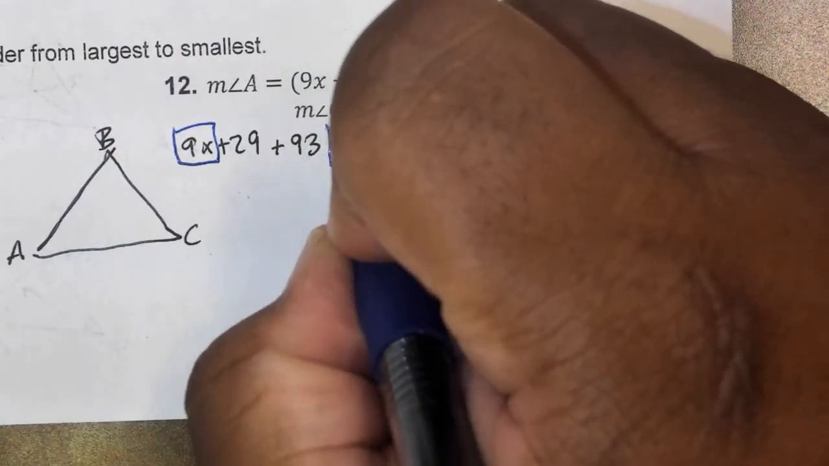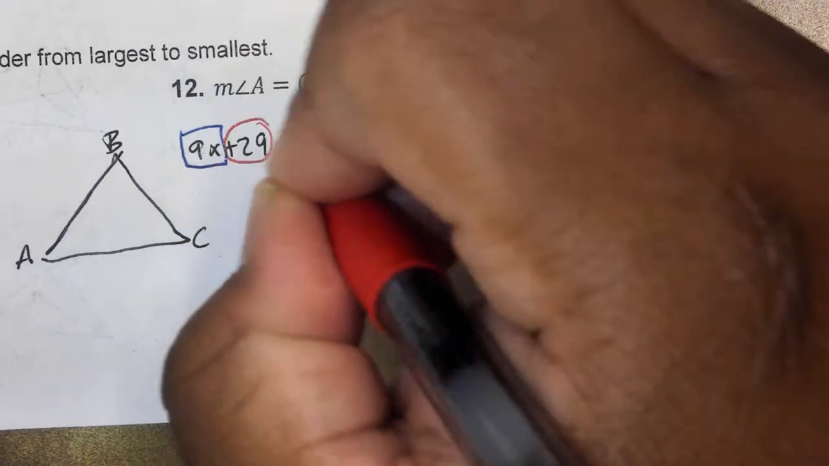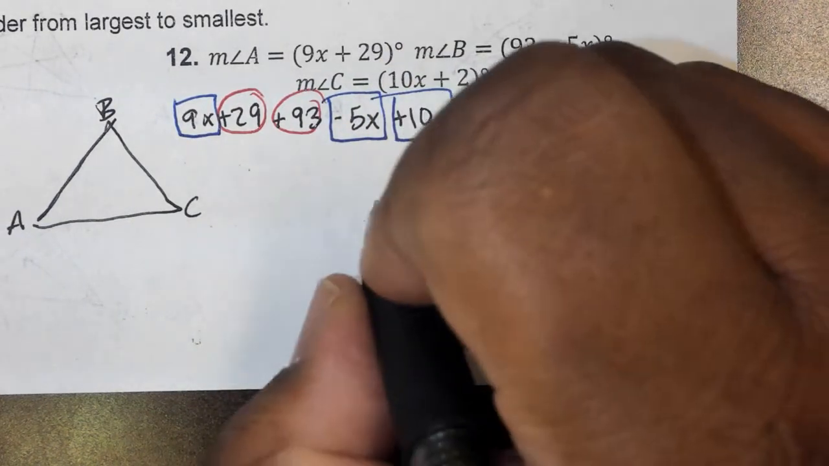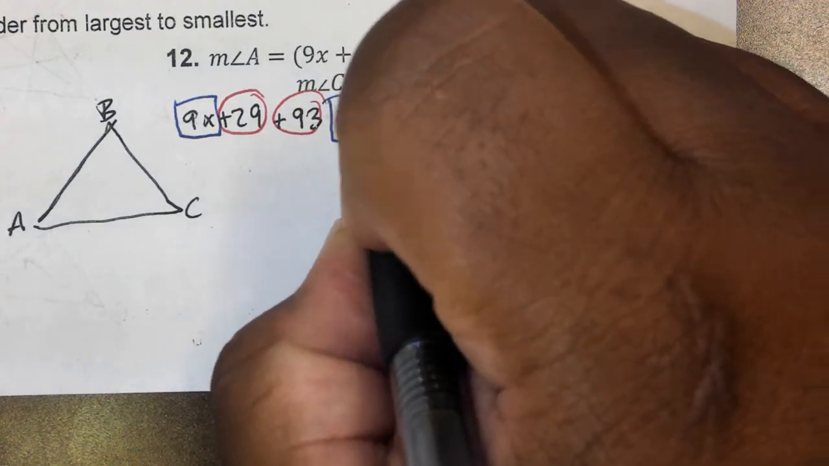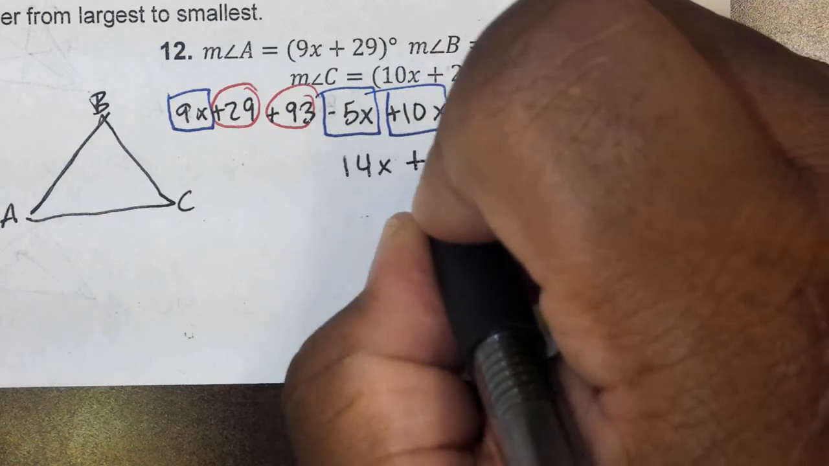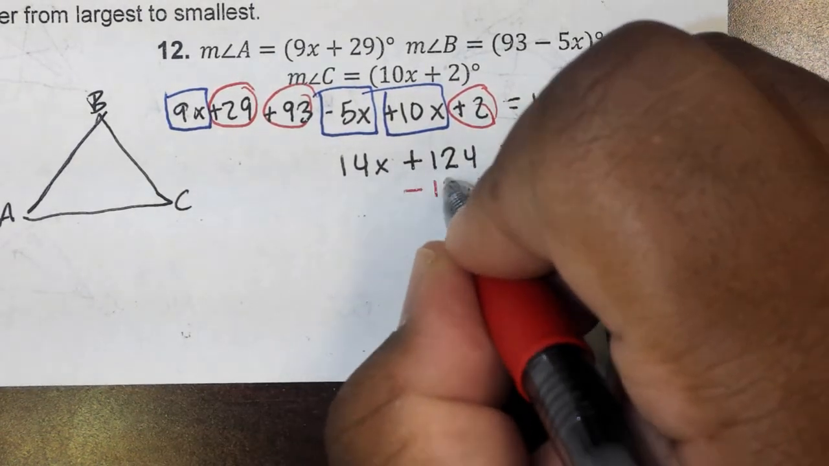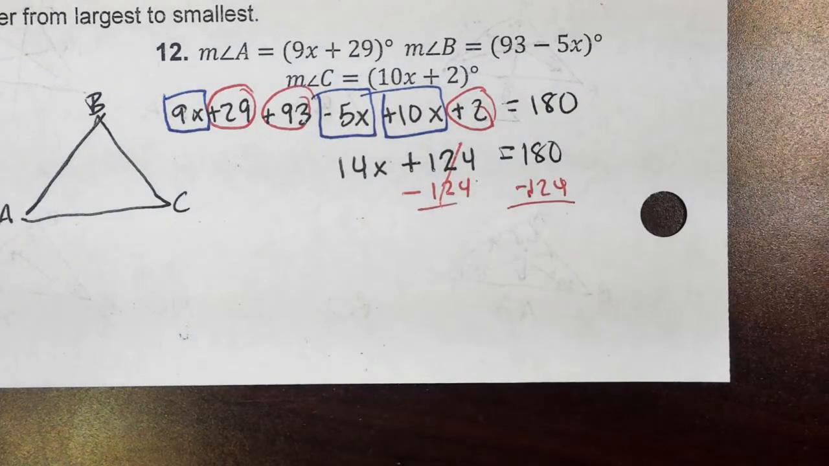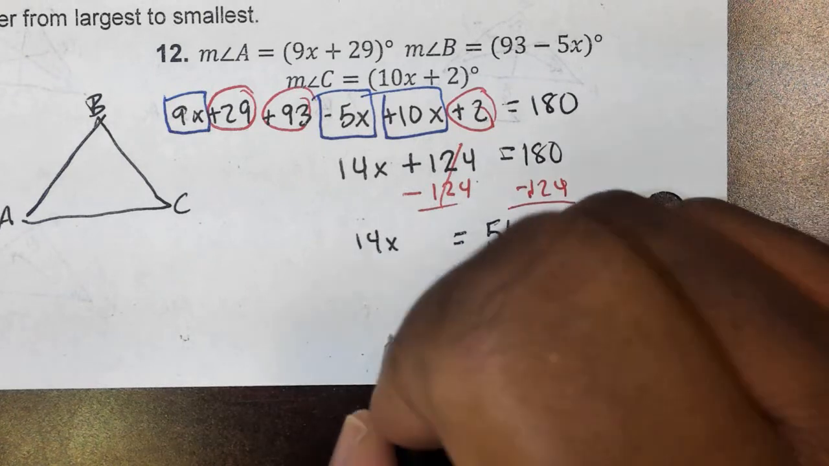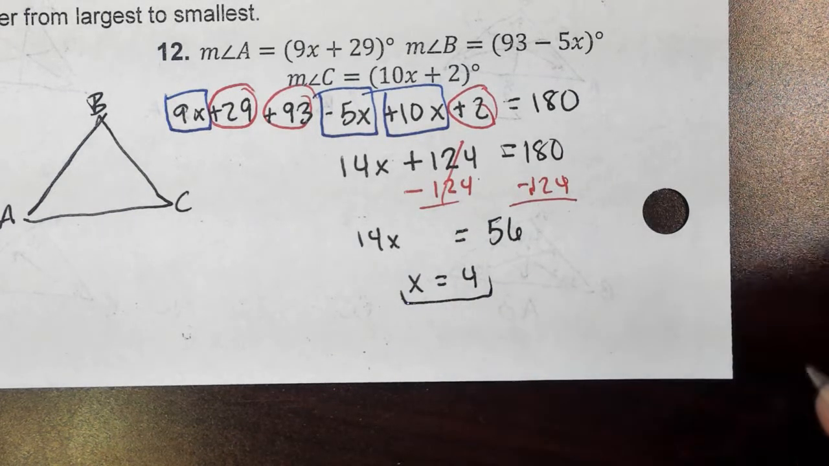There's a lot going on, so I'll go back to boxing. Anybody that's going ahead of us, what you got when you combine like terms? Nobody? 14x plus 124. Equals 180. Subtract, cancels, 14x equals 56, and x equals 4. That's just the value of x.